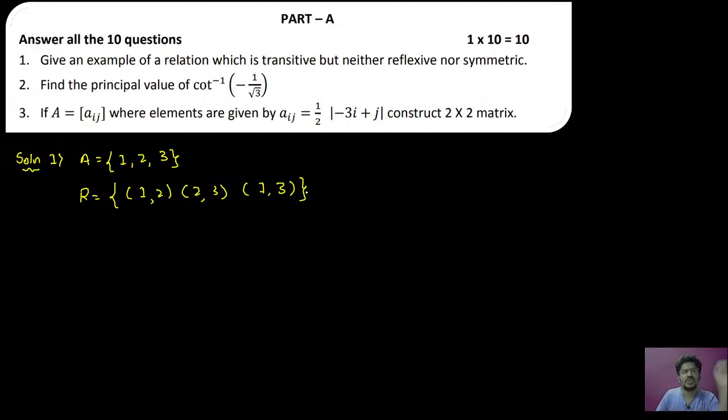Now you can verify the answer. It is not symmetric because (1, 2) is present but (2, 1) is not present. It is not reflexive because the ordered pair (a, a) is not present, but it is transitive. So the answer will be (1, 2), (2, 3) and (1, 3), which is transitive but neither reflexive nor symmetric.